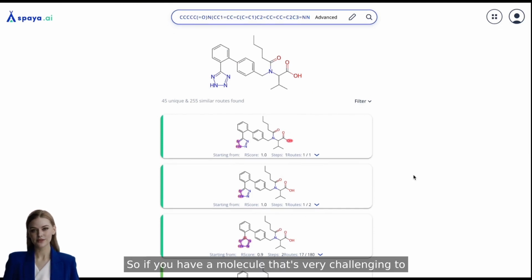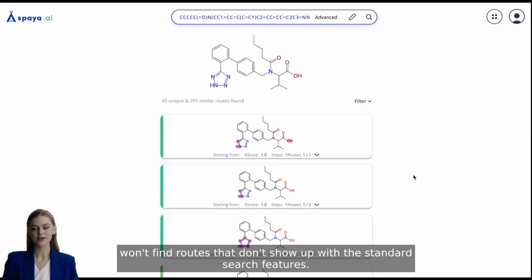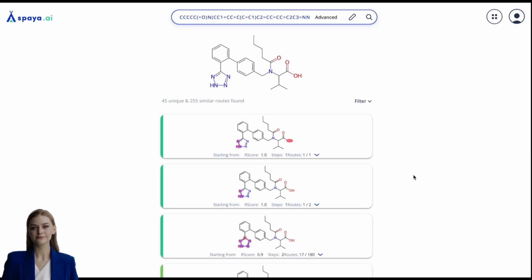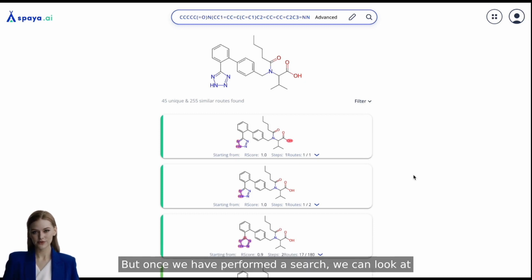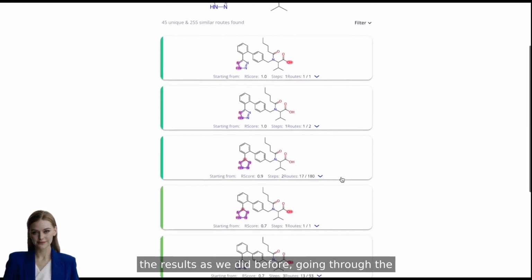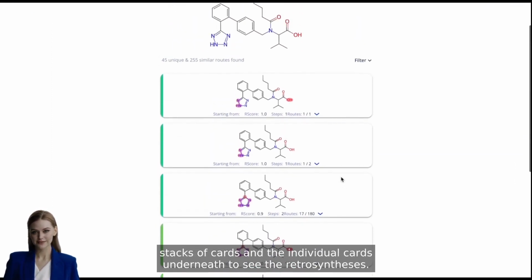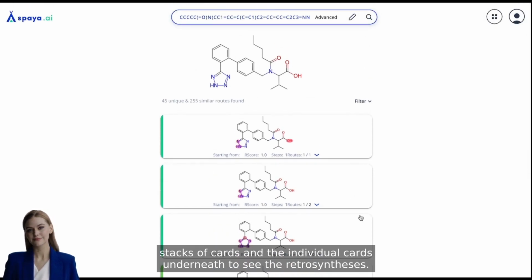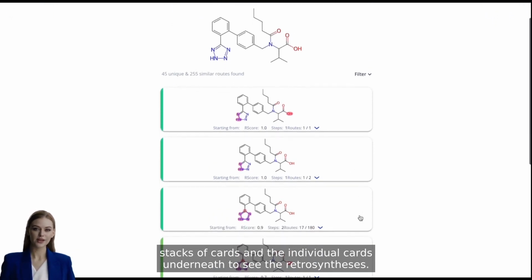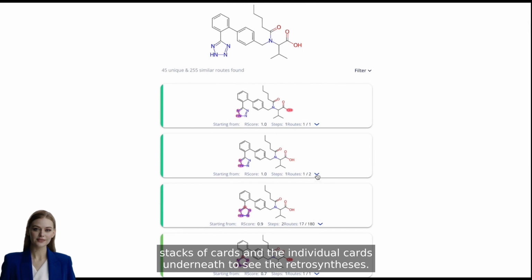So if you have a molecule that's very challenging to make or outside of the applicability domain of the Spaya algorithms, then adding advanced search features won't find routes that don't show up with the standard search features. But once we have performed a search, we can look at the results as we did before, going through the stacks of cards and the individual cards underneath to see the retrosyntheses.